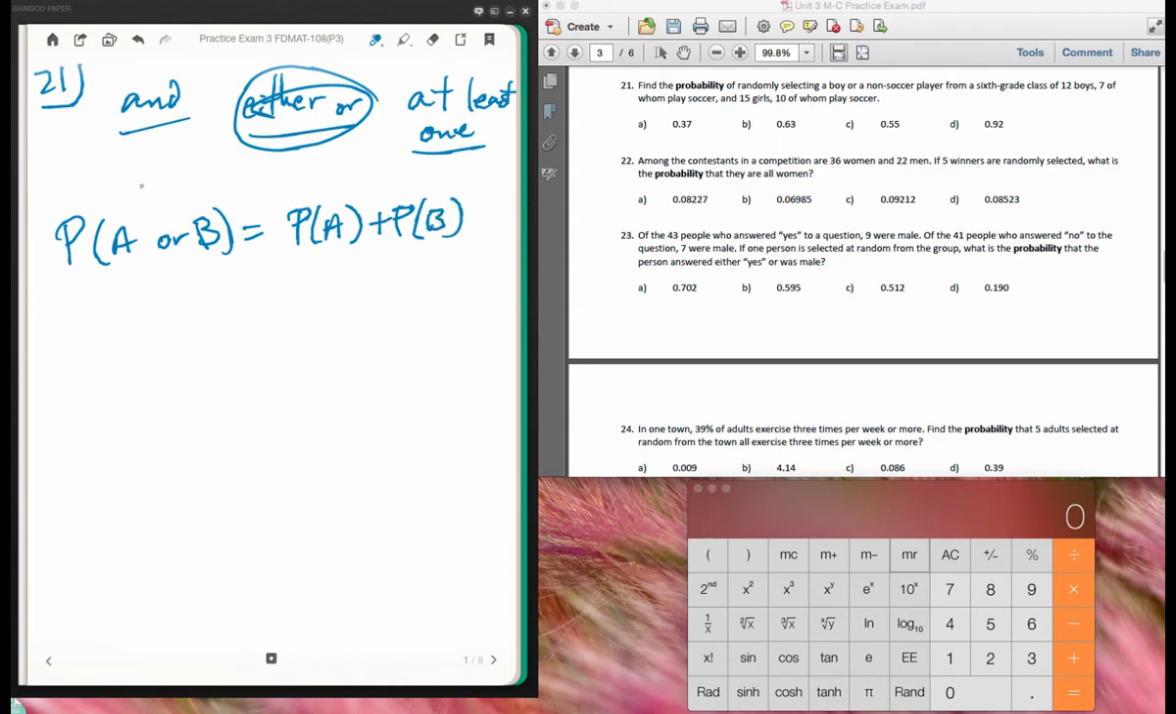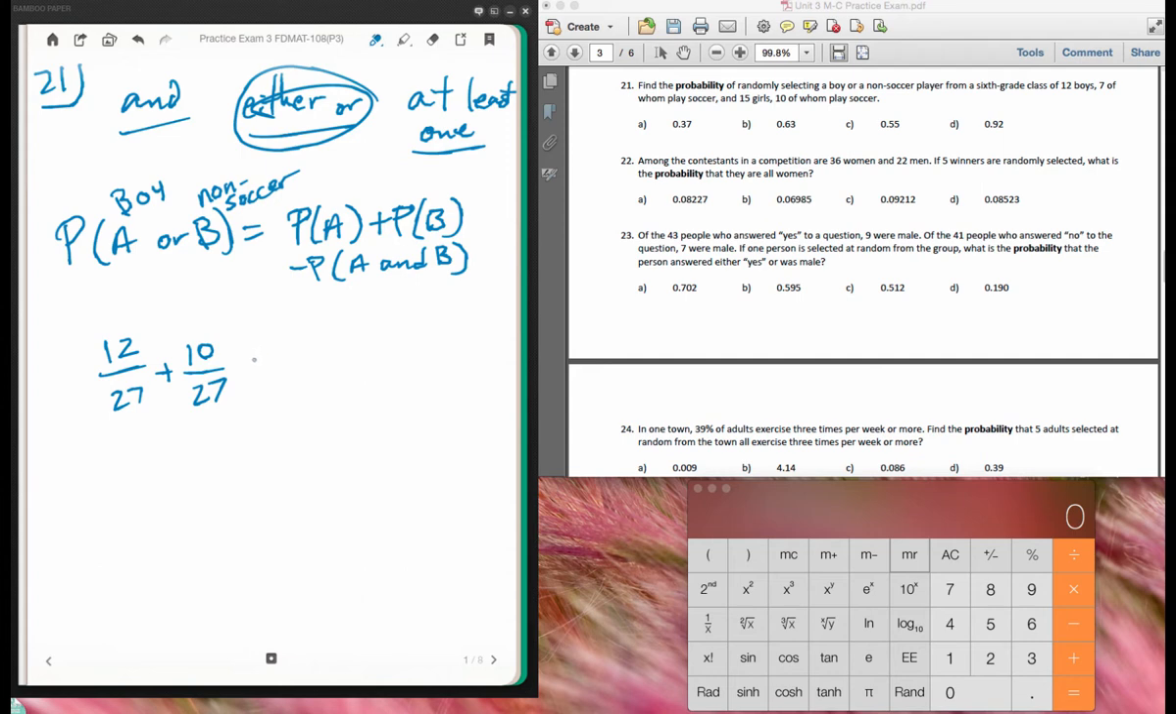In this case, the probability of A is a boy. Probability of B is non-soccer. And then we want to subtract the probability of A and B, where both are true. Probability of A: what's the probability that I have a boy? Well, there's 12 boys out of 27 people, 12 boys and 15 girls. Now we want to add the probability of B, that they're a non-soccer player. Well, if 7 play soccer and 10 play soccer, that's 17, so there are 10 non-soccer players. So I add on 10 out of 27.